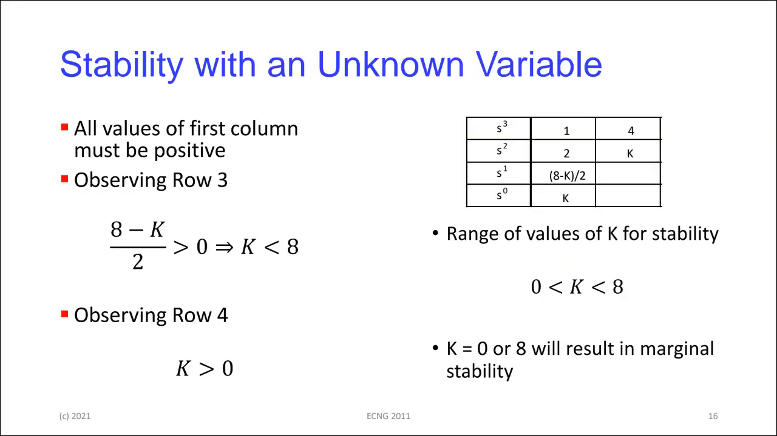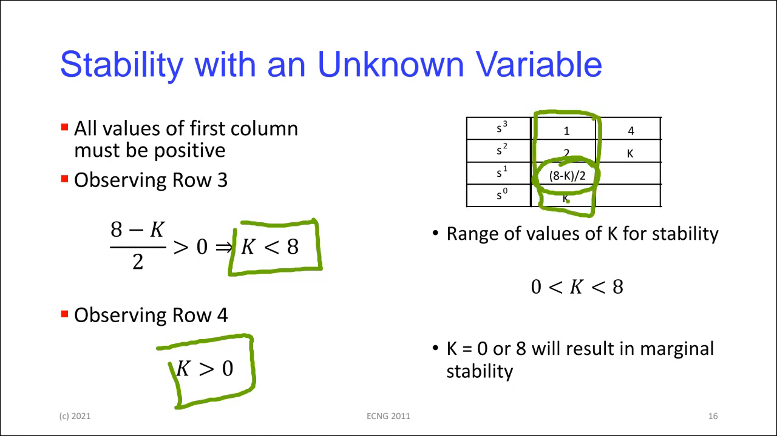According to rule three, the number inside this row has to be greater than zero. It means that 8 minus K over 2 has to be greater than zero. In other words, K has to be less than 8. And we just saw that in this case, K has to be greater than zero. So K has to be greater than zero and less than 8 in order that everybody in this column is positive. So the range of values for K to be stable means that K has to have some values between 0 and 8.